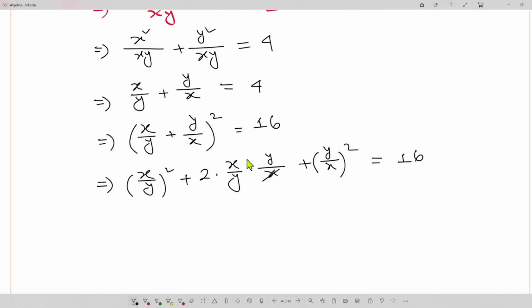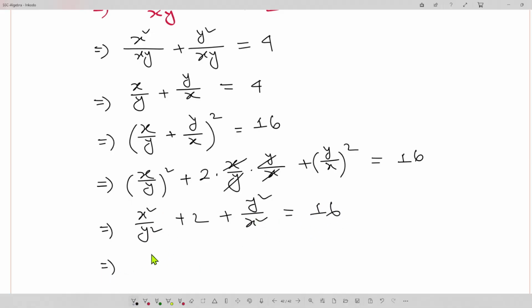Now this one and this one cancel out, this one and this one cancel out. It means x divided by x, y divided by y. Here only 2 is left. And this one we can write x square by y square plus 2 plus y square by x square equals 16, right?